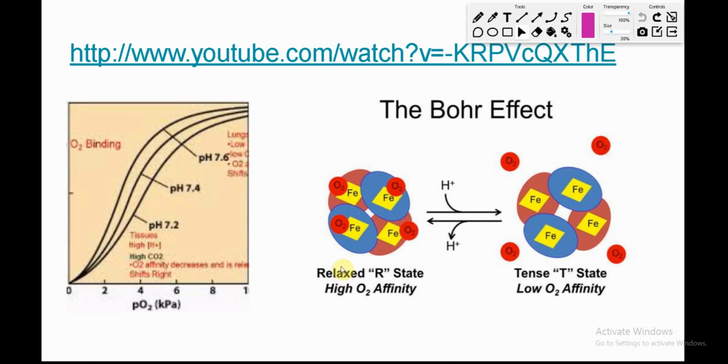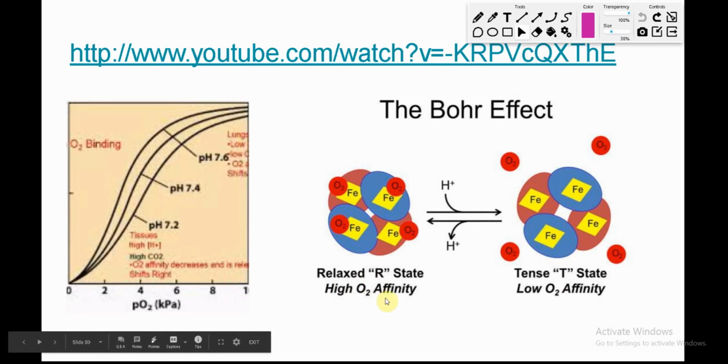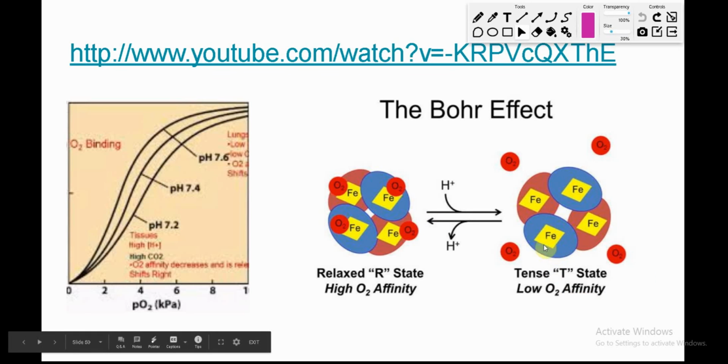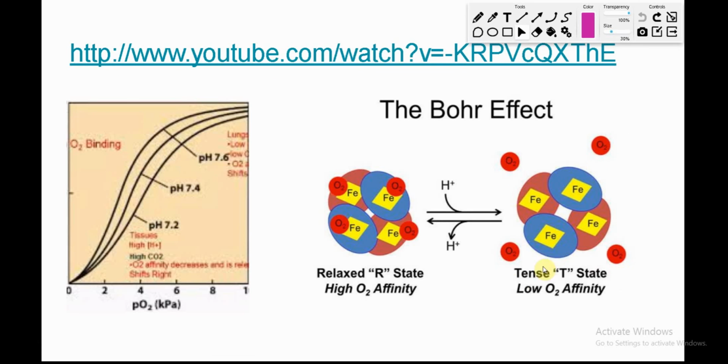And one more thing, hemoglobin can exist in 2 different states. One is the relaxed state and the other is the tensed state. In the relaxed state, it has high affinity for oxygen and can hold all the oxygen molecules, whereas in the tensed state, it has low affinity for oxygen and it will liberate the oxygen molecules. So that's how oxygen transportation happens with the help of hemoglobin.